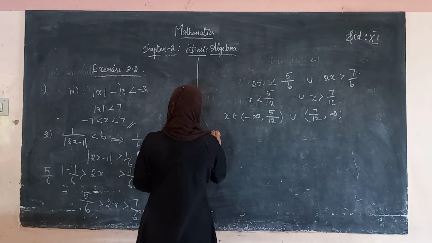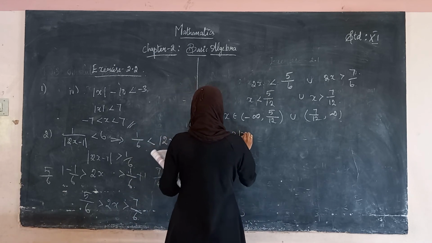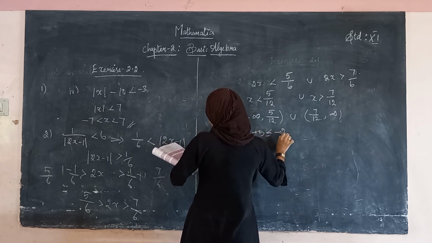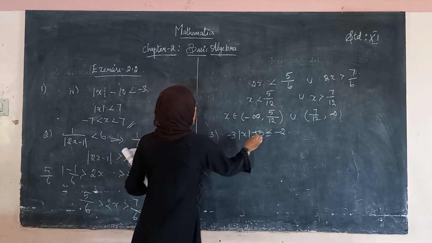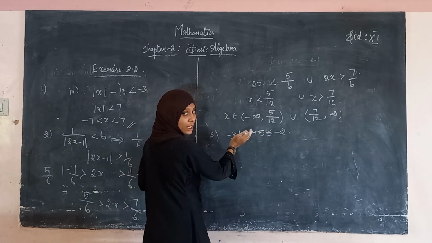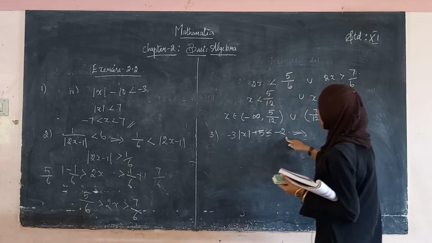Now the third sum. Solve for minus 3 into modulus of x plus 5 less than or equal to minus 2. So you have to find the solution. Okay. Now see here, we have to keep only the modulus on this side. So what happens? Bring this plus 5 to this side, it becomes minus 5.